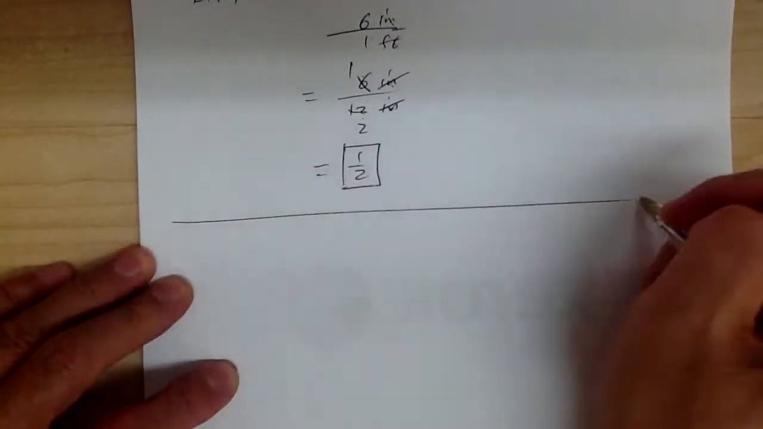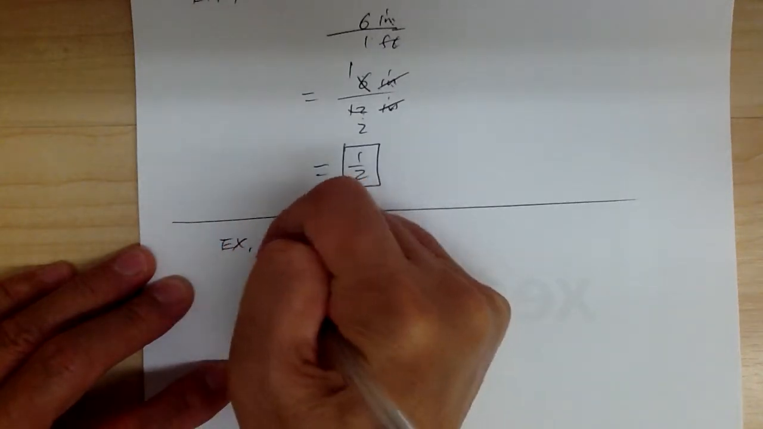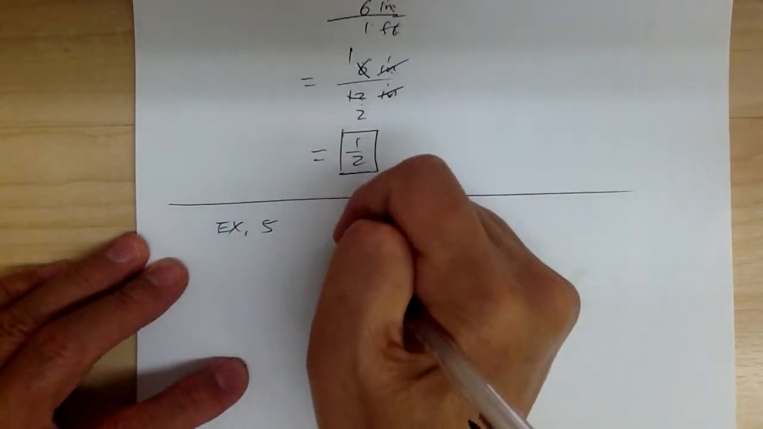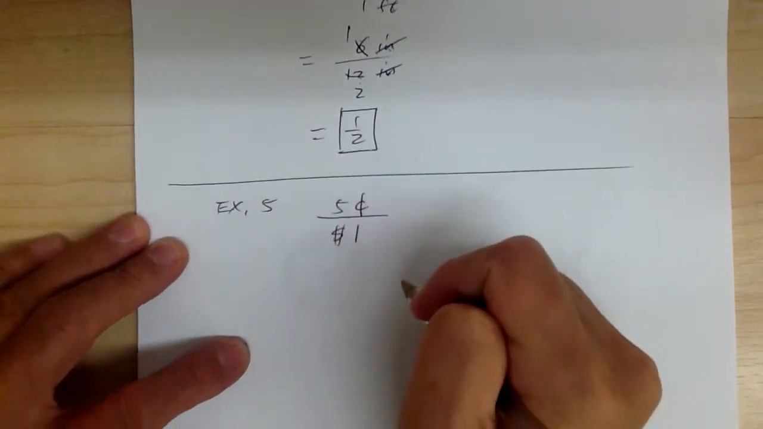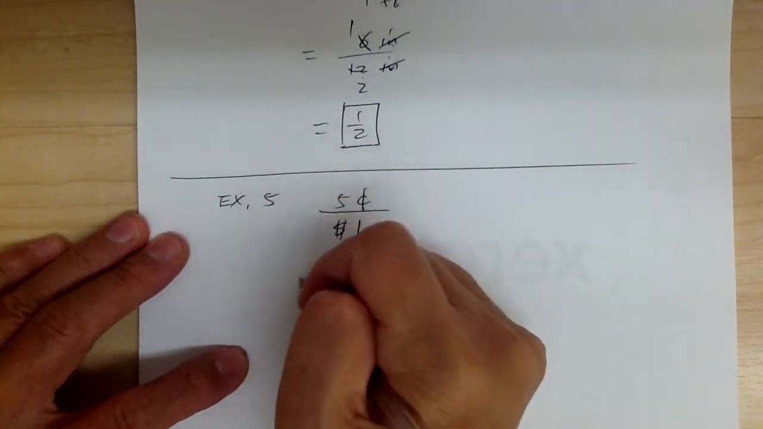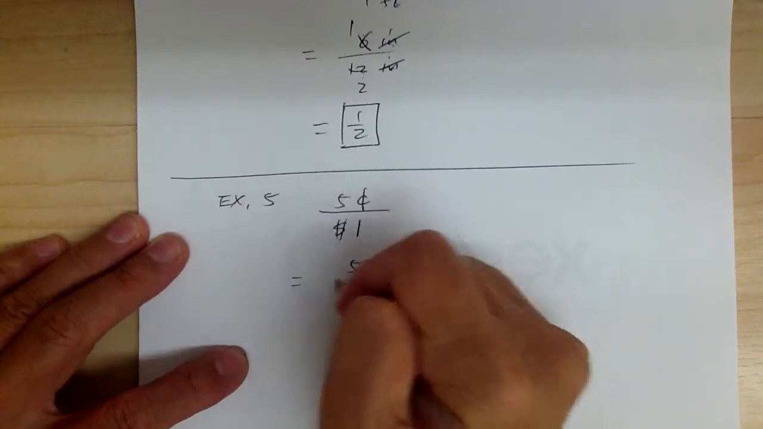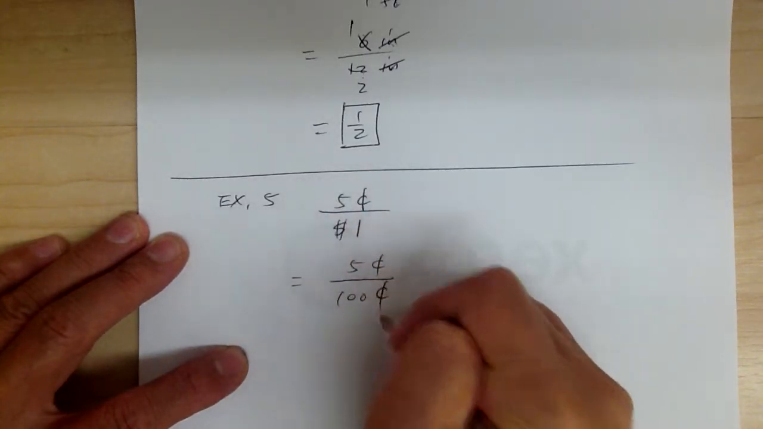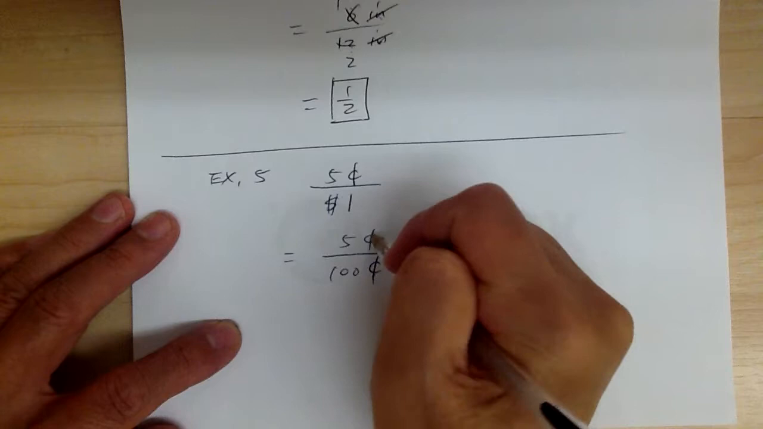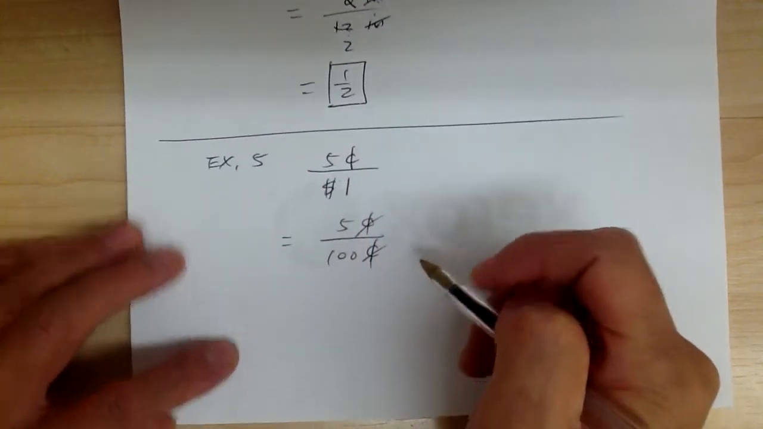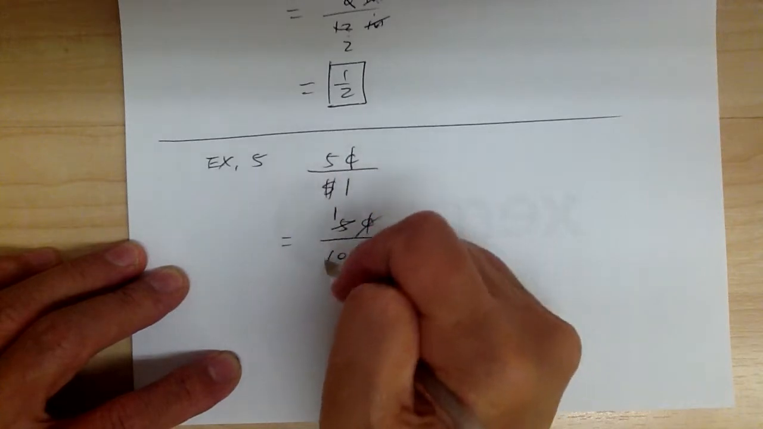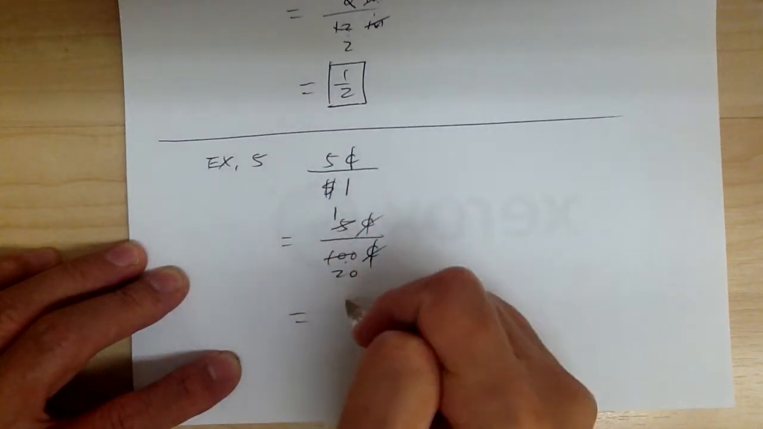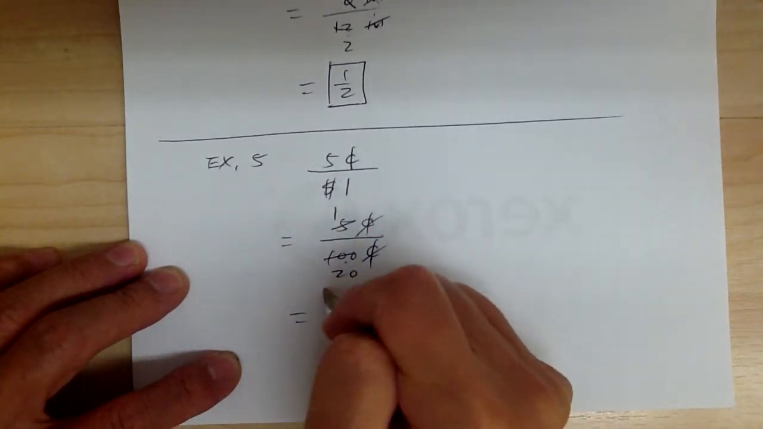Okay, let's go to example 5. Reduce the ratio of 5 cents to $1 to the lowest term. Again, you have to convert this. So it'd be 5 cents, and $1 is 100 cents. You see the labels have to be the same so they can cancel out. Both of these are divisible by 5. Divide by 5, you get 1. Divide by 5, you get 20. So you get 1 over 20, and that would be your answer.